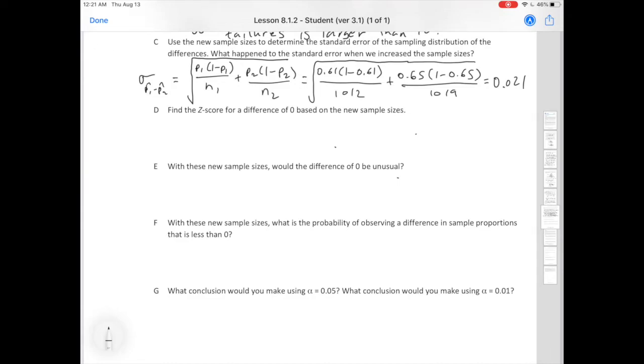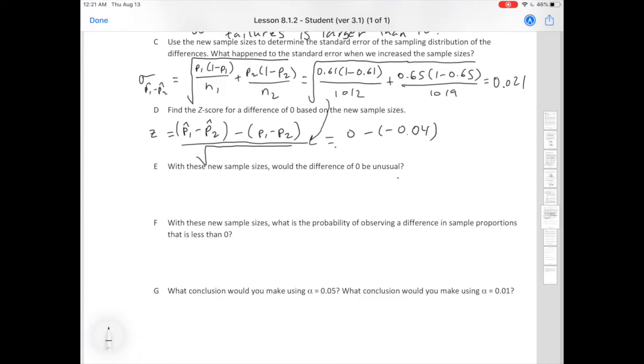Let's go ahead and find the z-score. Recall that the z-score is equal to P1 hat minus P2 hat minus P1 minus P2 divided by that big square root that we have right here. Okay? So what do we get? Well, remember, P1 hat minus P2 hat, what we're talking about is the number 0. That's what they're asking us. How unusual would a difference of 0 be to observe? And then we have minus 0.04.